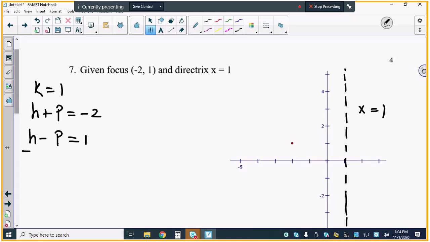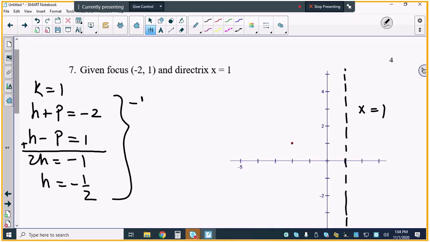Let's solve it. So you just simply add them. You get 2h equal to -1. So h equal to -1/2. That means -1/2 plus p equal to -2. So p is -2 plus 1/2, which is -3/2. And I have the equation of the parabola, as now I know how much h and k are.